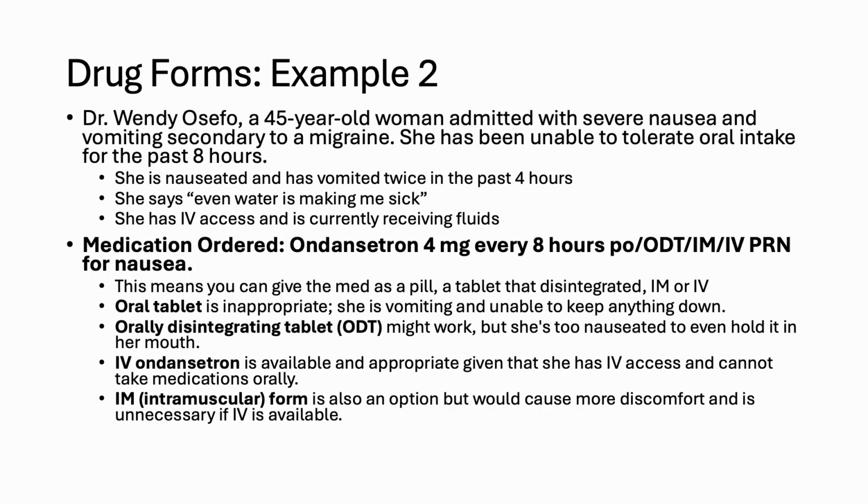Another example, Dr. Wendy Osefo, Real Housewives of Potomac. She's 45, and she was admitted with severe nausea and vomiting because she had a migraine. She has not been able to have any oral intake. She's nauseated. She is throwing up. Even water is making her throw up. She has IV access. The doctor has ordered Zofran. Another name for that is ondansetron. Ondansetron is the generic name. Zofran is the trade name. 4 milligrams every 8 hours.